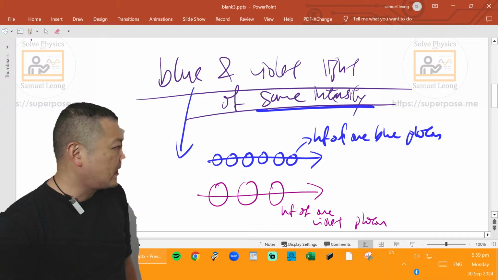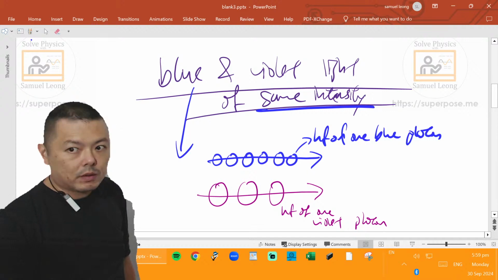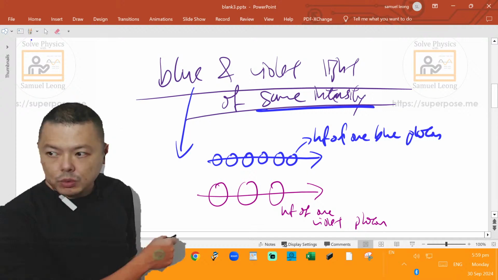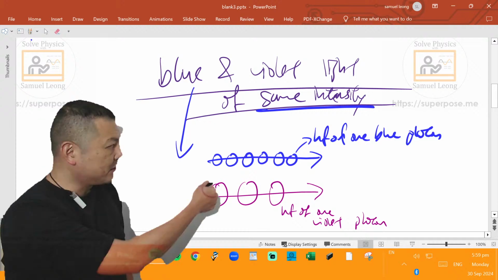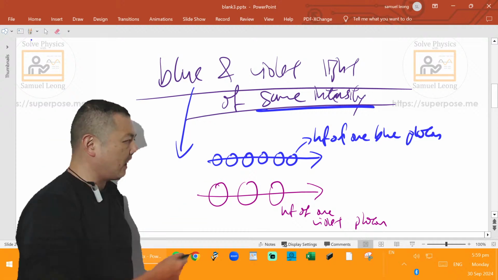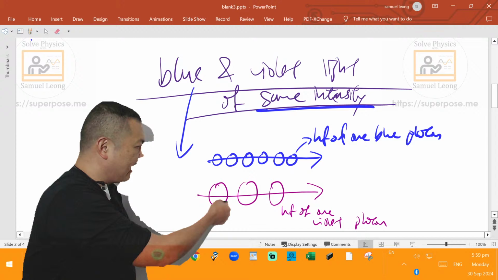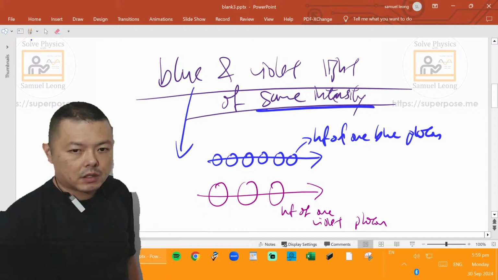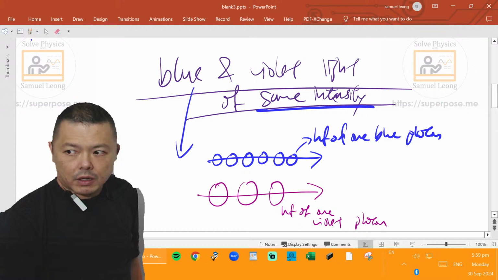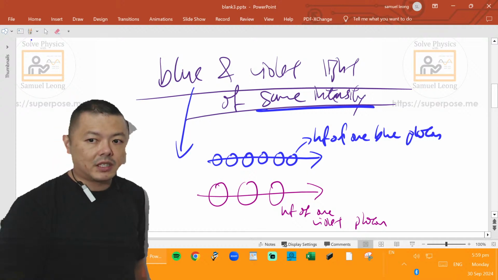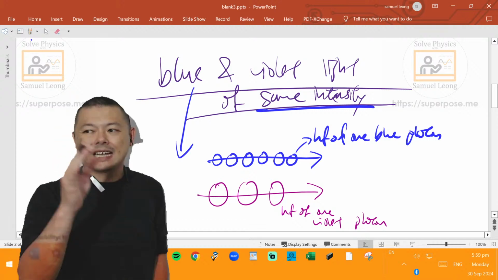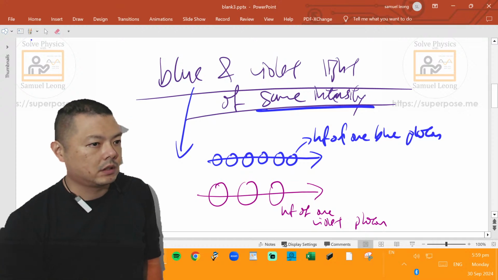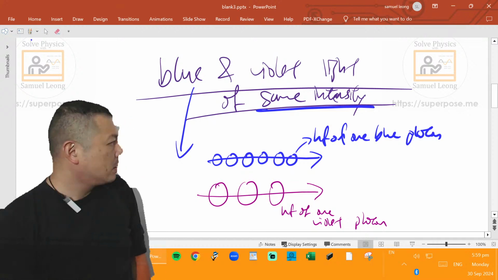I'm very sure no one bothered to go into this kind of detail, telling you what happens when you have blue and violet light of the same intensity. Very few people bother going through this because they know it's hard to explain. Most teachers will just hope it doesn't come out, then move on. Okay? So there you go.